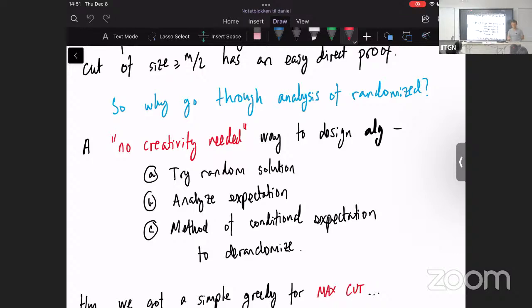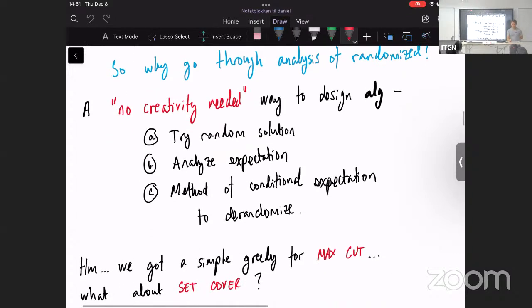Okay. Fine. We got a simple greedy algorithm for max cut. What about a simple greedy algorithm for set cover? This time, I'm not going to go through the motions of turning the randomized algorithm into a greedy algorithm by the method of conditional expectation. I'm almost certain that it can be done. I sat down and tried doing it and ran into some unpleasant details. So I'm just skipping straight ahead to the greedy algorithm because I will need it later.